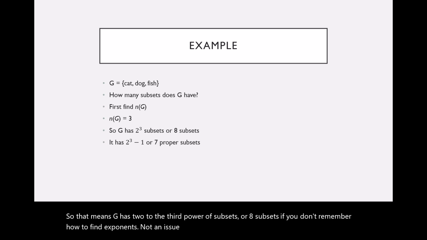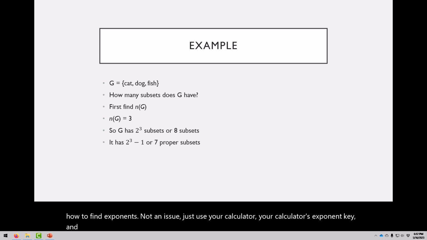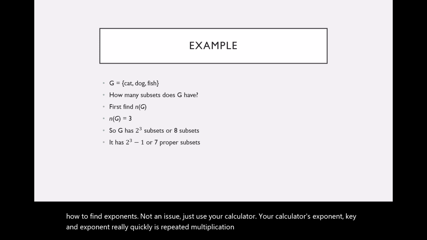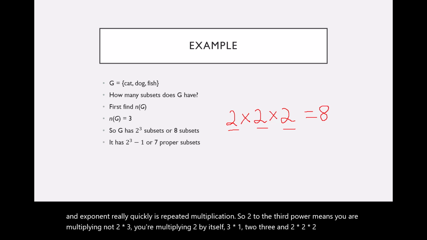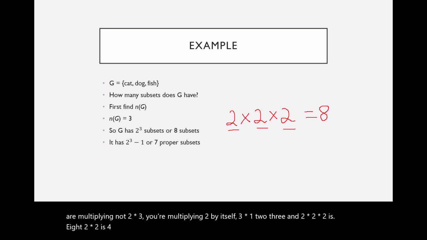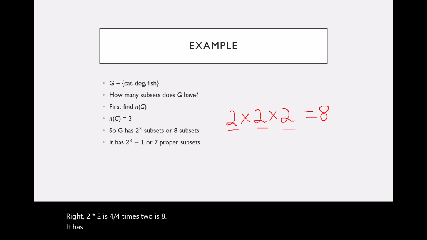Just use your calculator's exponent key. An exponent, really quickly, is repeated multiplication. So 2 to the 3rd power means you are not multiplying 2 times 3, you're multiplying 2 by itself 3 times. 1, 2, 3. And 2 times 2 times 2 is 8. 2 times 2 is 4. 4 times 2 is 8. It has 2 to the 3rd power minus 1. That would be 8 minus 1, 7 proper subsets.